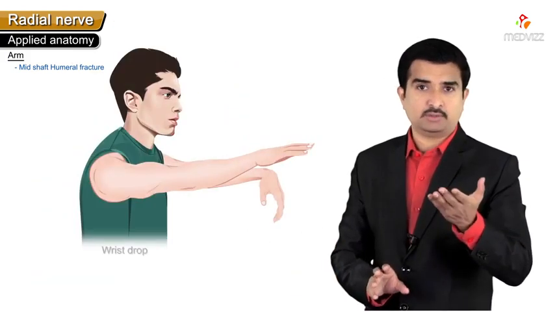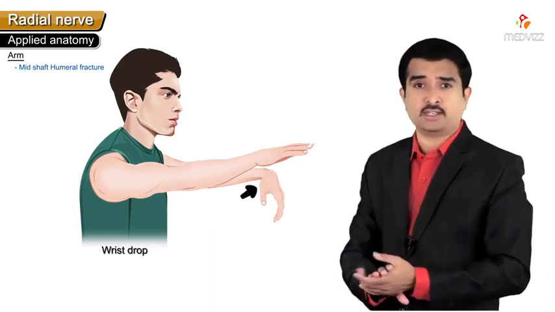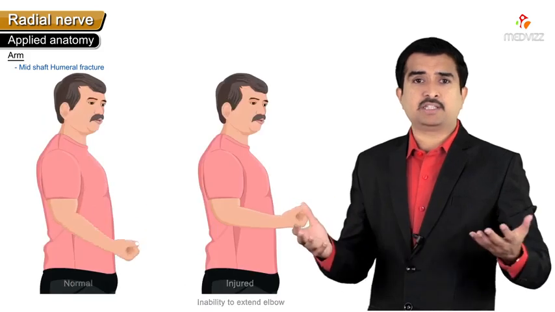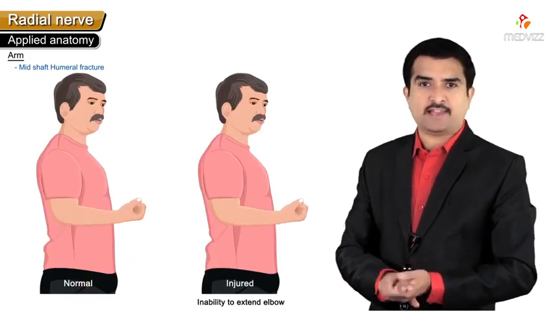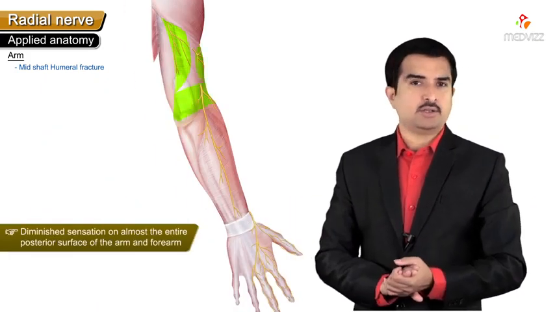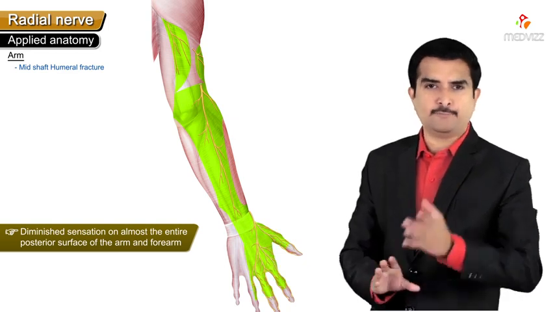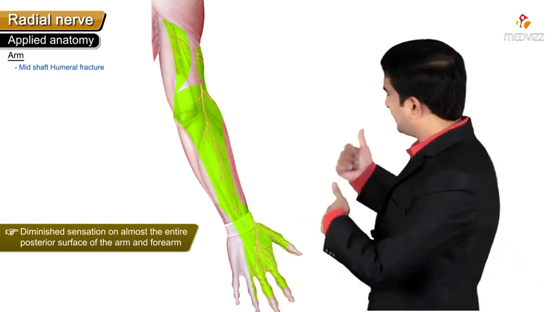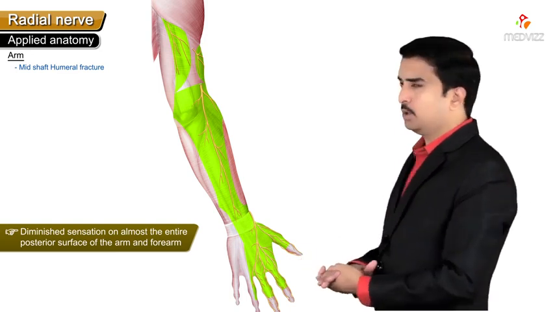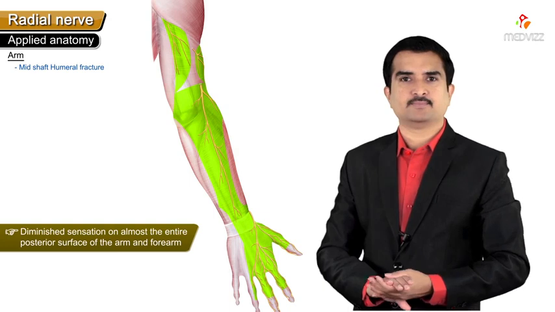The symptoms include wrist drop, because the wrist extensors are not functioning, and they are unable to extend the elbows, as the triceps also become denervated, and there will be diminished sensation on almost the entire posterior surface of the arm and forearm. So this is the symptomatology we can see when there is a mid-shaft humerus fracture.